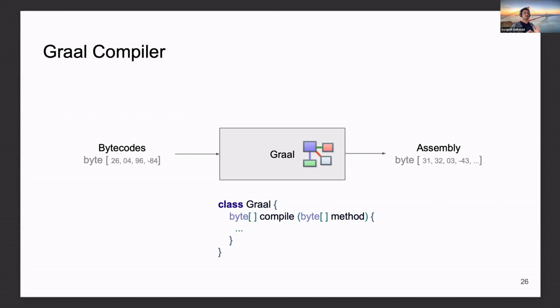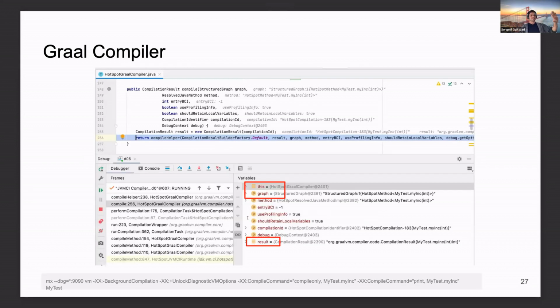So we expect Graal to be something like this. And let's see whether we can find it. So this is a screenshot, and because it is a Java program, we can put a breakpoint and we can debug it. So this is the screenshot when I was debugging the compilation of my increment method.